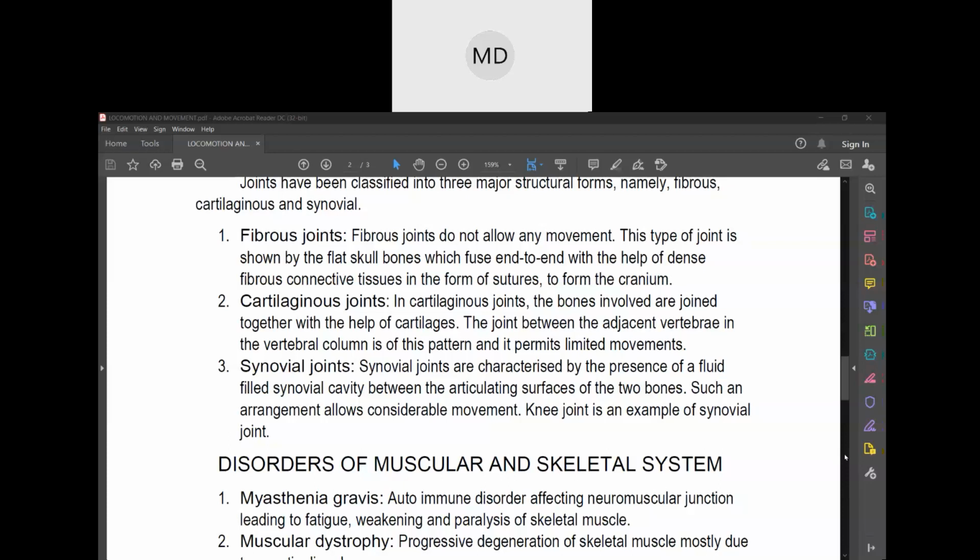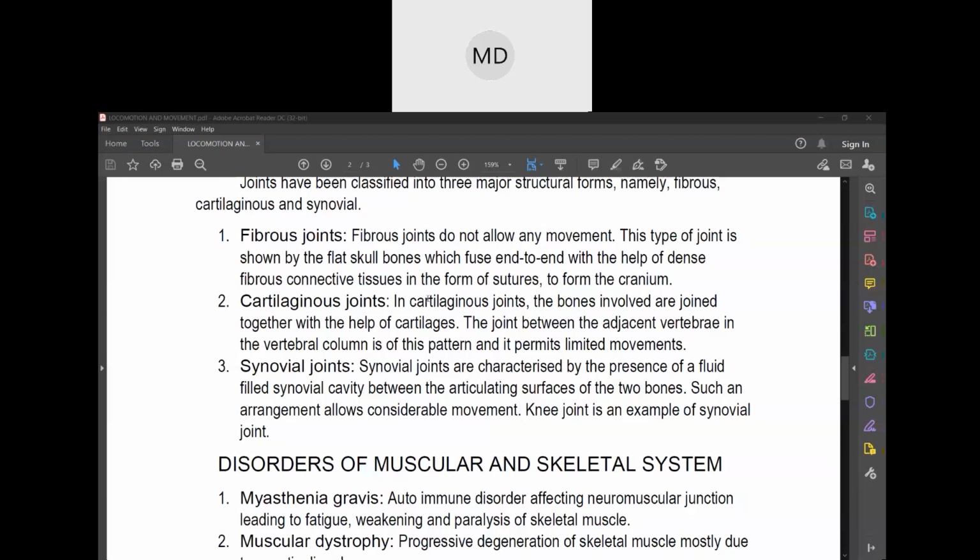Then it might be asked what type of joints allow limited movement. That is cartilaginous joints. Or it might be asked to write about the cartilaginous joint and examples. Then there is synovial joint, which allows considerable movement, and it has a fluid filled synovial cavity. Examples are knee joint, jaw joint, and other joints like those of the hands also, this arm region. So these are the three types of joints.